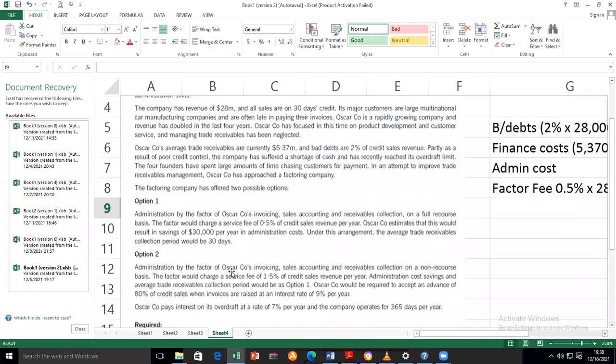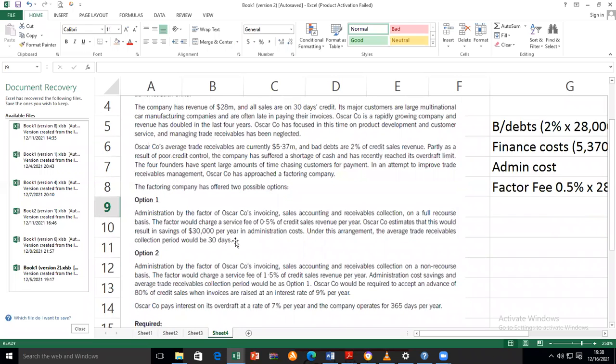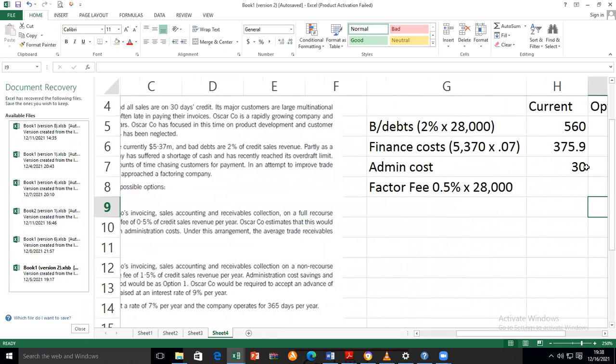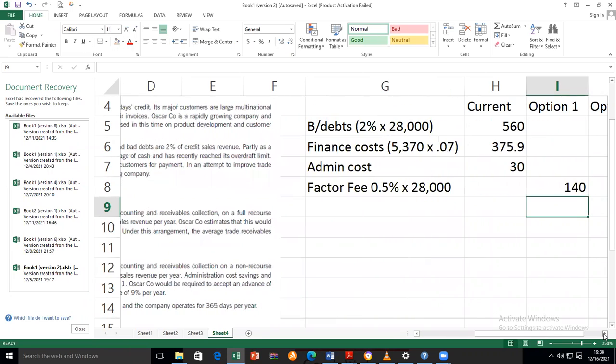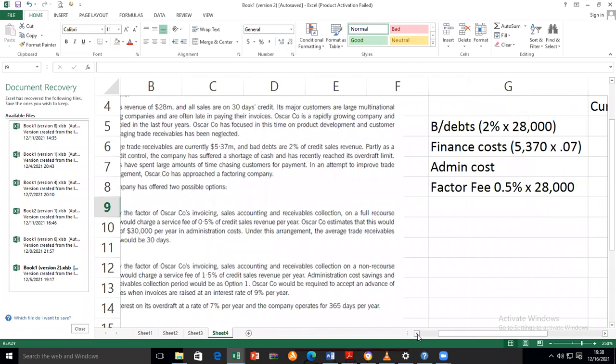We bring in an option 1 of a factor. Oscar estimates that this will result in savings of 30,000 per year in admin. So it means that if we continue, we have a cost of 30,000. If we bring in a factor, it won't be there, it disappears. What of the finance cost?